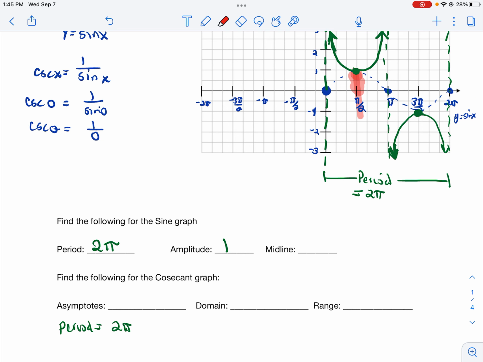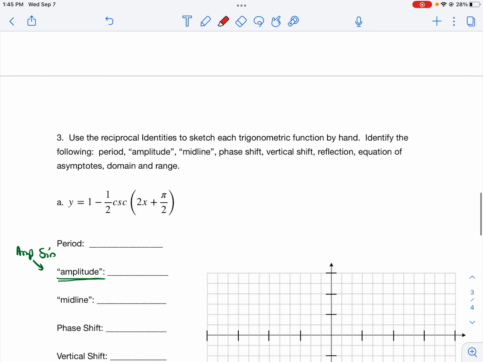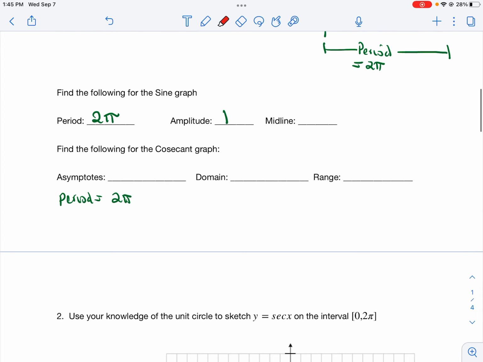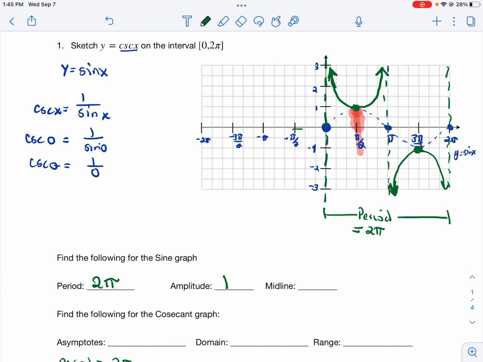But technically, there is no amplitude for cosecant or secant. And so that's the reason why I have you put it in parentheses, in quotations, because it is just a tool to help you graph, but not the actual value. Likewise, our midline is a midline. We have a midline for our sine graph.